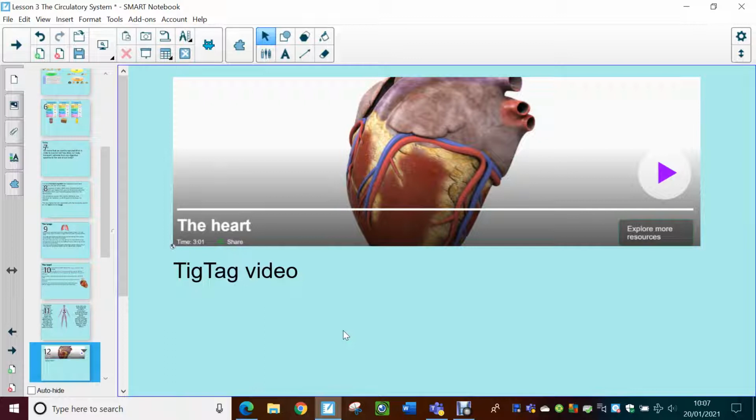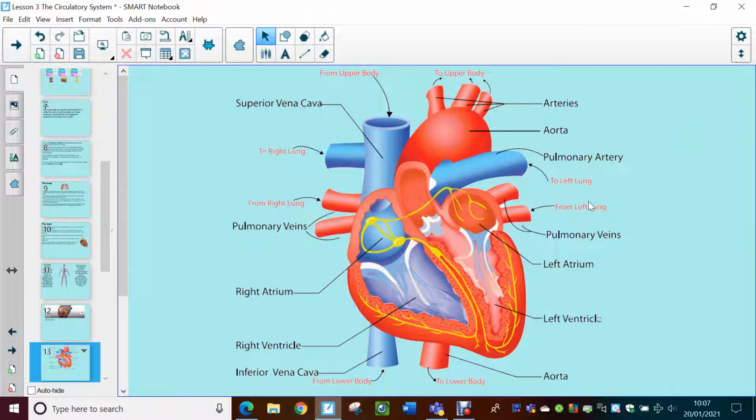Again, rewind if you want to and watch the video again. Here is a detailed image of the heart. And you can see the scientific names for lots of the important arteries and veins. For example, the aorta is a very important artery, and the vena cava is a very important vein. And it even tells you where they go.